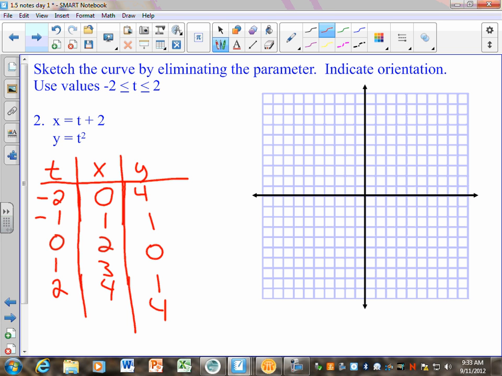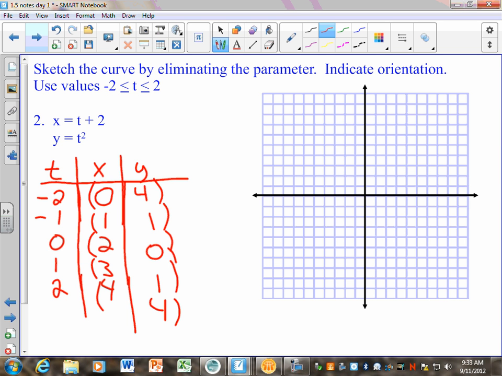Everyone with me on those points? Getting those points? When you're graphing this, you just graph the x y. So basically what we have here are a bunch of ordered pairs. Remember, should be 3 here, 4, 4. Sorry, my points don't line up very well. We want to graph in order because we're going to put the orientation on here.